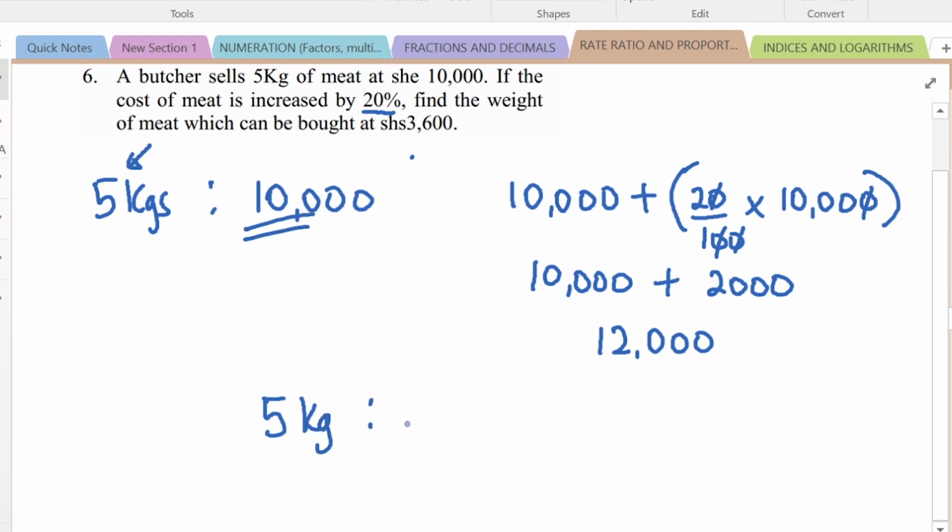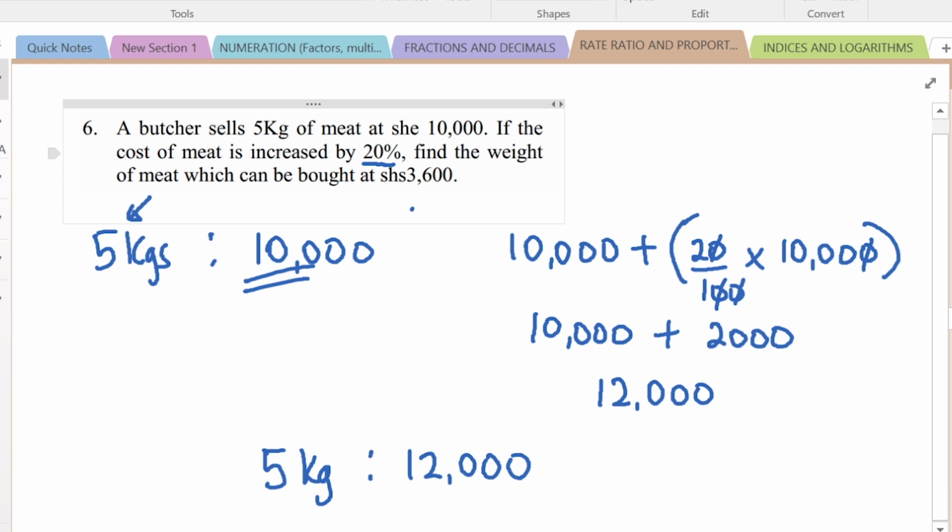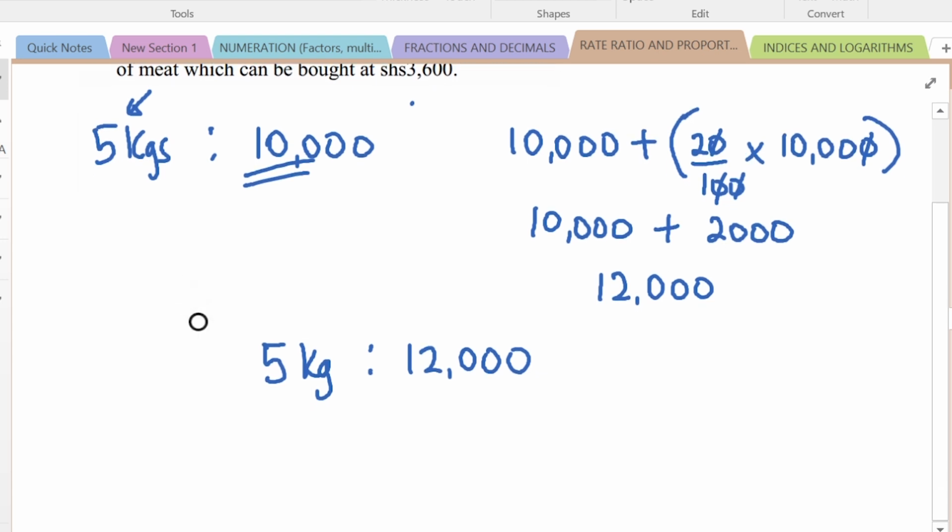Now they are at 12,000 because of that increment. That's what the question says, that the butcher sells 5 kilograms of meat at 10,000 if the cost of meat is increased by 20%. So find the weight of meat which can be bought at 3,600. In other words, here we know that 5 kilograms now, because of the increment, are to be bought at 12,000. So what about 3,600?